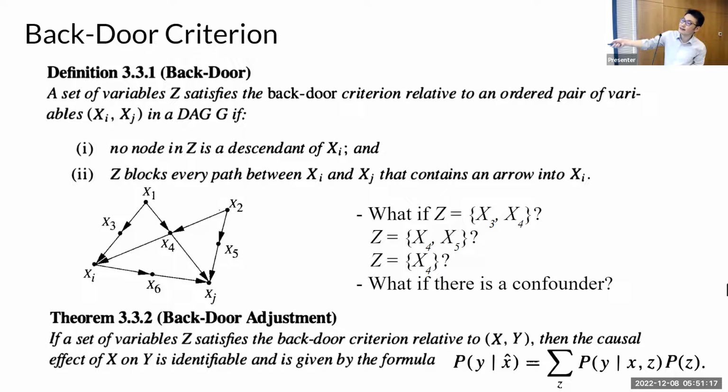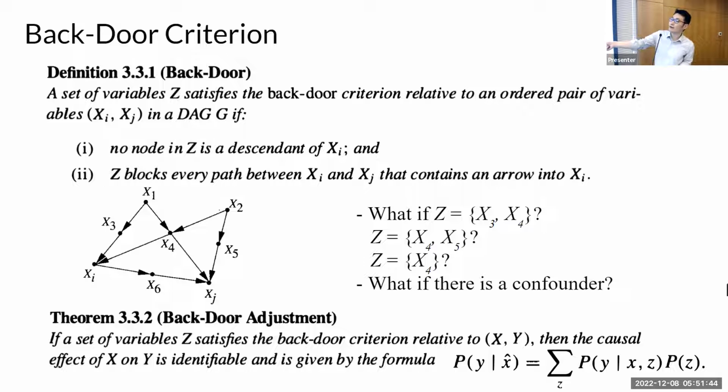The second one says that the set of variables Z blocks every path between Xi and Xj that contains an arrow into Xi. That's why it's called the backdoor criterion. So Z blocks all those backdoor paths into Xi. For instance, here, if Z is X3 and X4, do you think the backdoor criterion is satisfied? Just try to verify the two conditions.